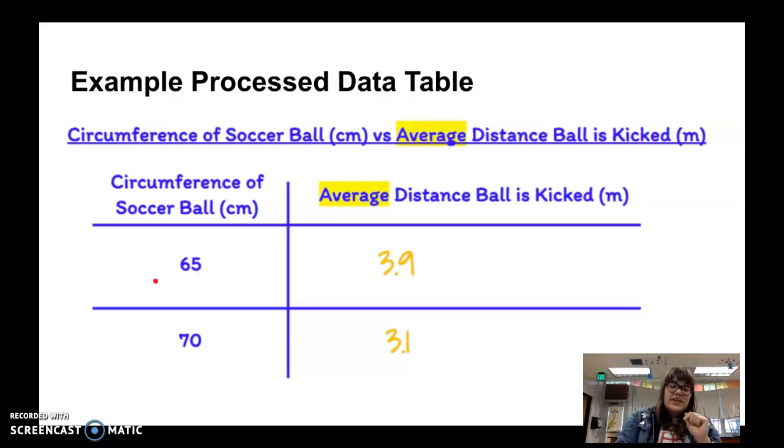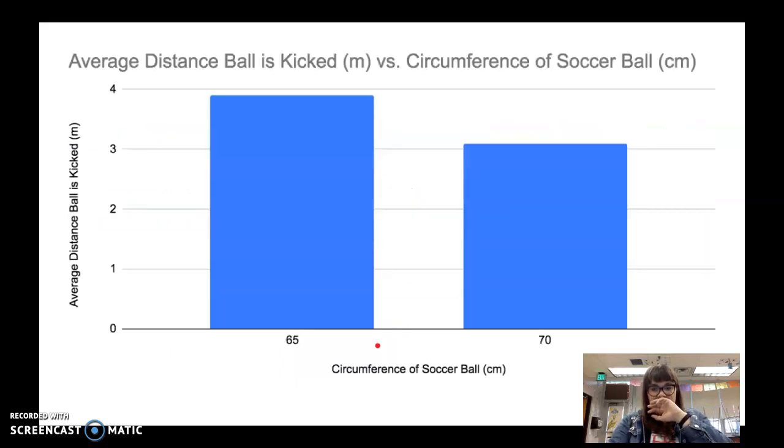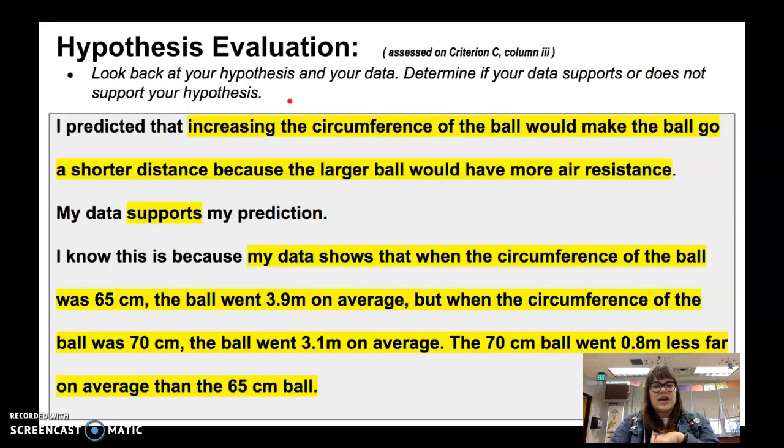So again, when I look at the data table, I see that as the circumference goes up, the distance the ball goes down, because 3.9 is greater than 3.1. I also see that in my graph, the one that is for 65 centimeters is higher up than the one that is for 70 centimeters. So I will put that into a couple sentences.